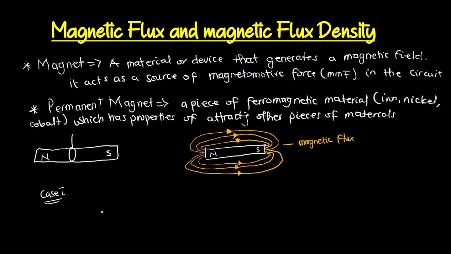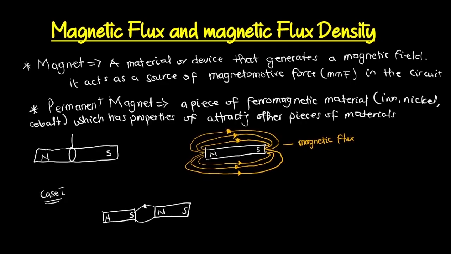Okay, so when we have two magnets together and we see that opposite poles are towards each other, so this is the north, this is the south, this is the north, and this is the south, we realize that there is an attraction between these two magnets. So the magnetic flux will move from the north pole over here to the south pole over here.